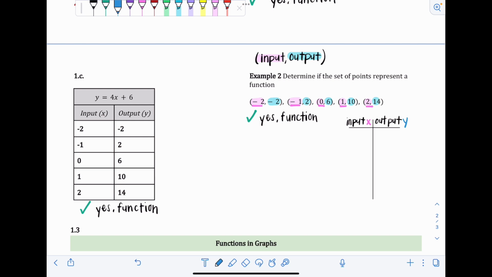So then I'm going to go point by point. Let's say I'm going to take this point first. So my input is -2. My output is -2 as well, because it's (-2, -2). And then I'm going to move to this point, (-1, 2). And then this point, (0, 6). And notice the points were organized the same way as the table, like 0 was on the left and 6 was on the right. Then (1, 10), and then (2, 14).